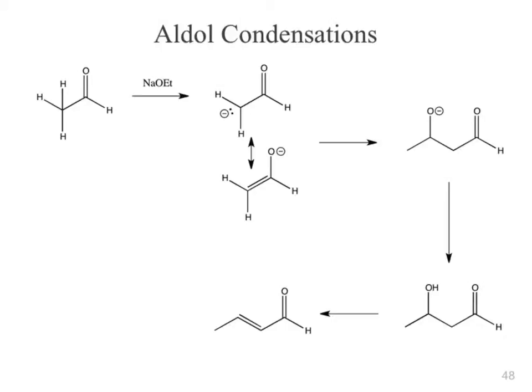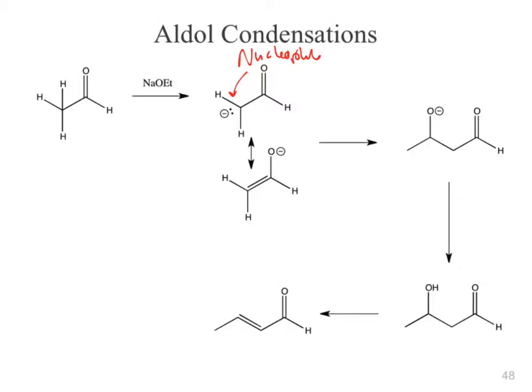Aldol condensations, right? You remember all this? We had the base. We actually kind of started with this. The base does what? Removes the alpha hydrogen to give us the enolate. We're doing a keto-enol tautomerization in that first step. That enolate is special because it is a nucleophile because of our negative carbon.